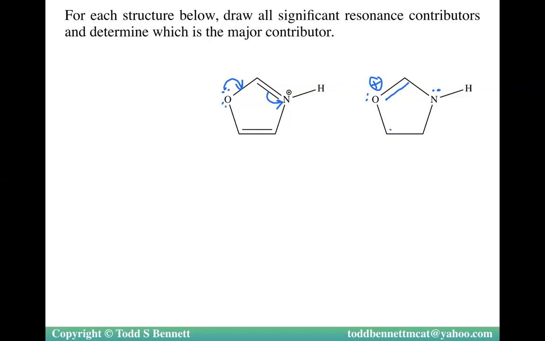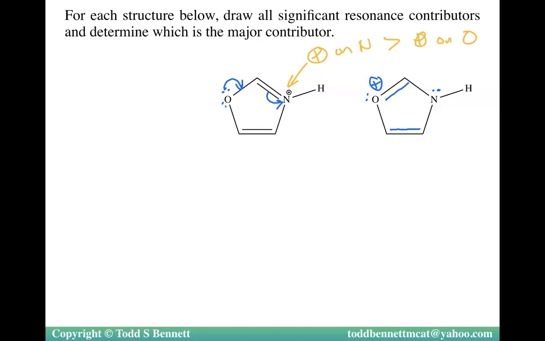Now, of these two, this would be the better one because positive on N is better than positive on O. So I'd rather have the positive charge on nitrogen than I would on oxygen. So either way, I'm going to have a positive charge.